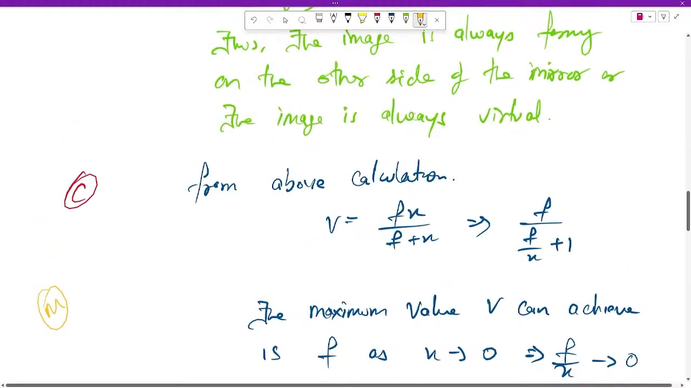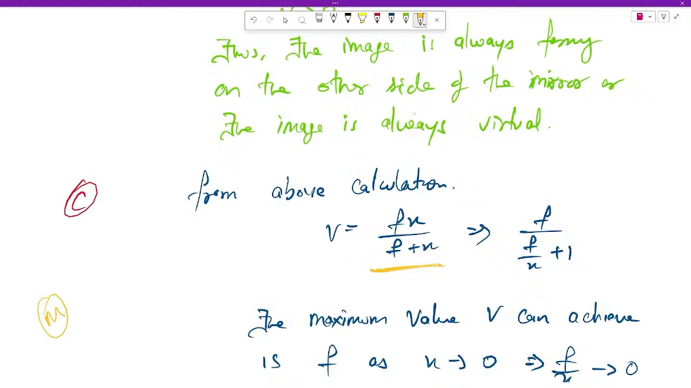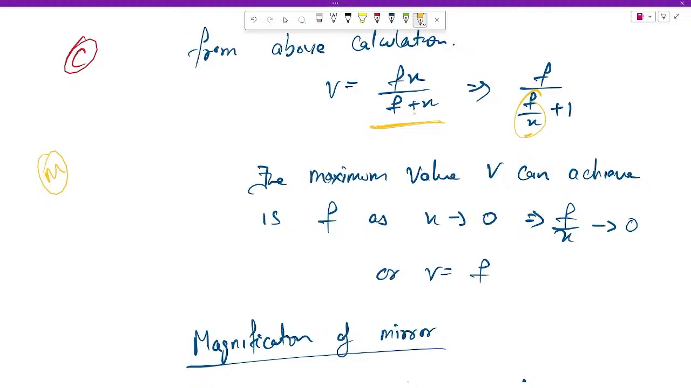So from the above calculation, we see that v equals fx by f plus x, and if we divide both the numerator and denominator by x, we will get f by x plus 1. So when we increase the value of x, this term will tend towards 0. Thus the maximum value of v that we can achieve would be v equals f. That is, if we increase the value of x, then v will approach f. If we take the object away from the mirror, then the maximum position of the image is going to be at f. That's what the question said.